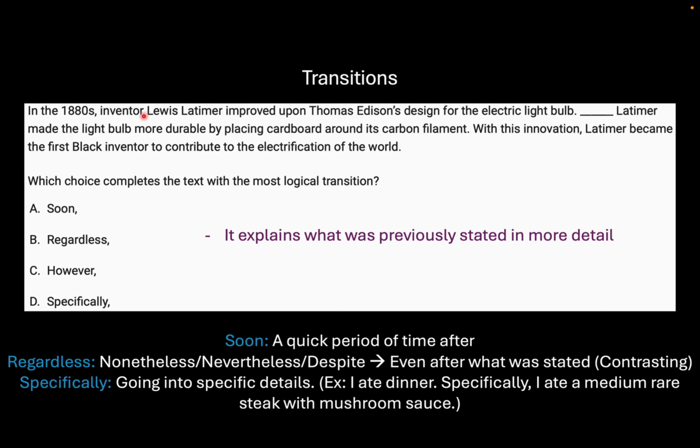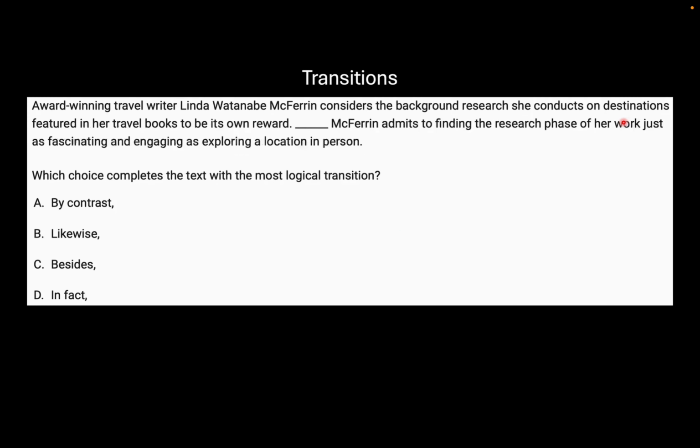And then here we can see that the same thing is applied. It says that the inventor Louis Latimer improved upon this other person's design for the electric light bulb. And then it explains how he did so, it gives more detail. So choice D is correct.